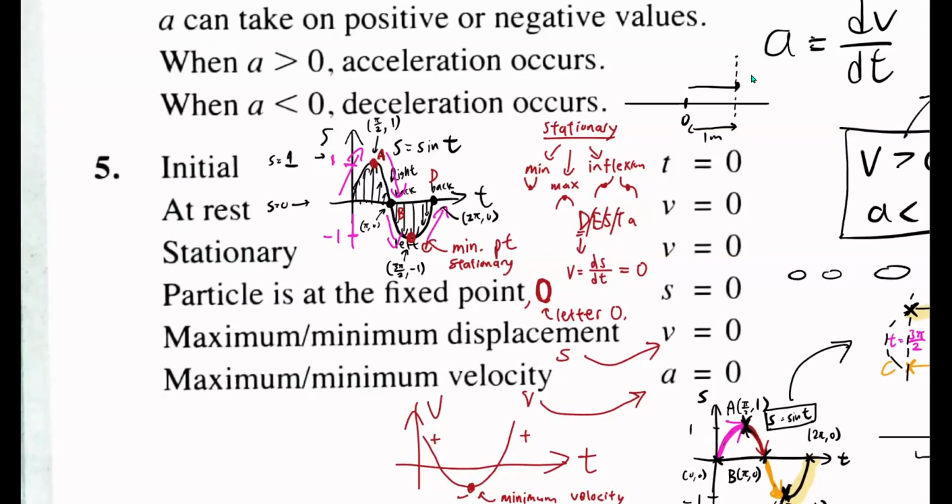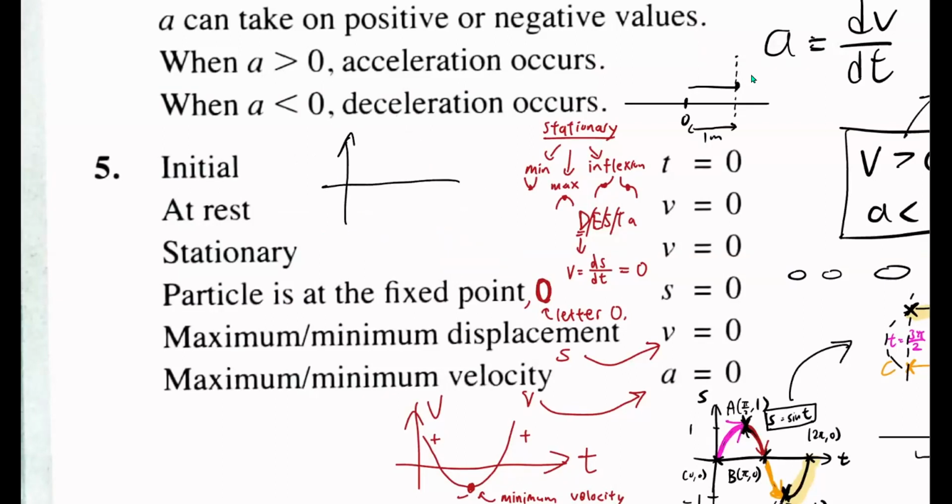Well, actually, this diagram very messy. Let me redraw this. I only need to mention the max and min point. There is max, there is min. Velocity.